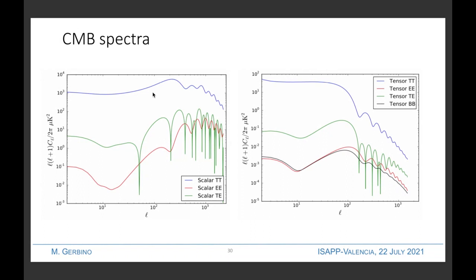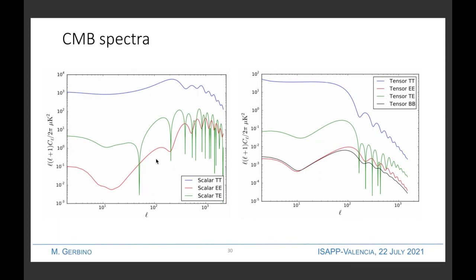Here on the left, we have the scalar power spectra, so the power spectra of the CMB that comes from scalar perturbations. And we have in blue the total intensity, in red the EE power spectrum, so the autocorrelation of the polarization field for scalars, and we have seen that scalars only have E-mode-like polarization. And in green, we have the absolute value of the cross-correlation between temperature and polarization.